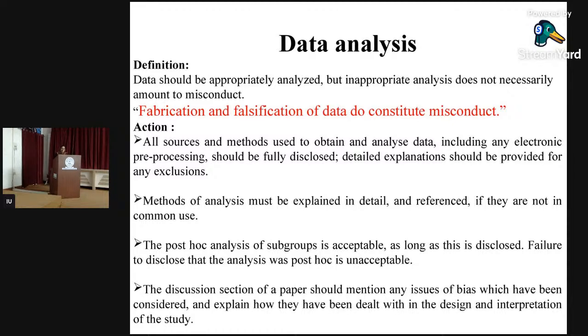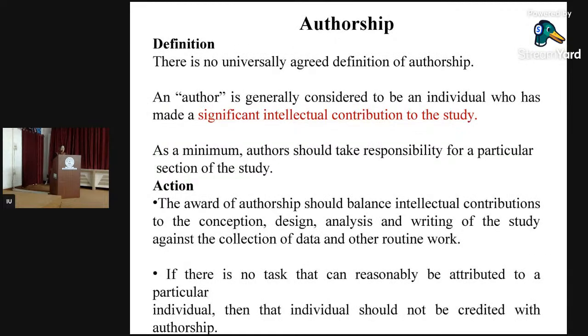So you have to report any kind of bias which may have been considered and explain how they have been dealt with in the design and interpretation of the study. Then we have authorship. We had talked about authorship earlier too. I had given you 7 boxes at which we have to make sure whether the ethical practices are being followed or not. So in authorship, what should we do?